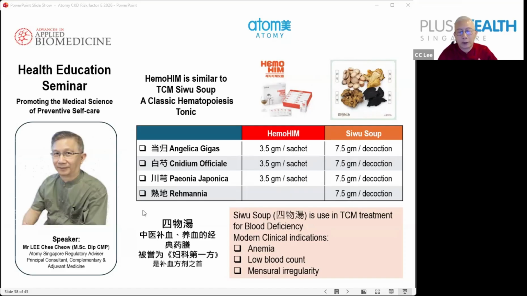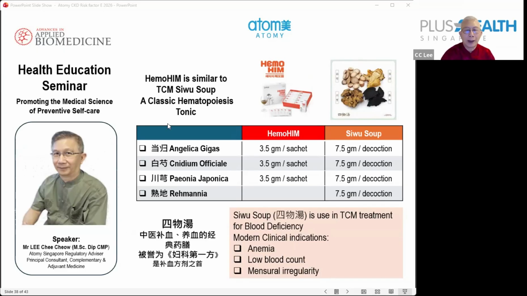Centuries is one of the most classic hematopoiesis tonics in TCM, actually, what they call the product itself, right? So Suvisop itself, in the modern clinical indication for TCM treatment, is indicated for anemia, low blood count, and menstrual irregularity.